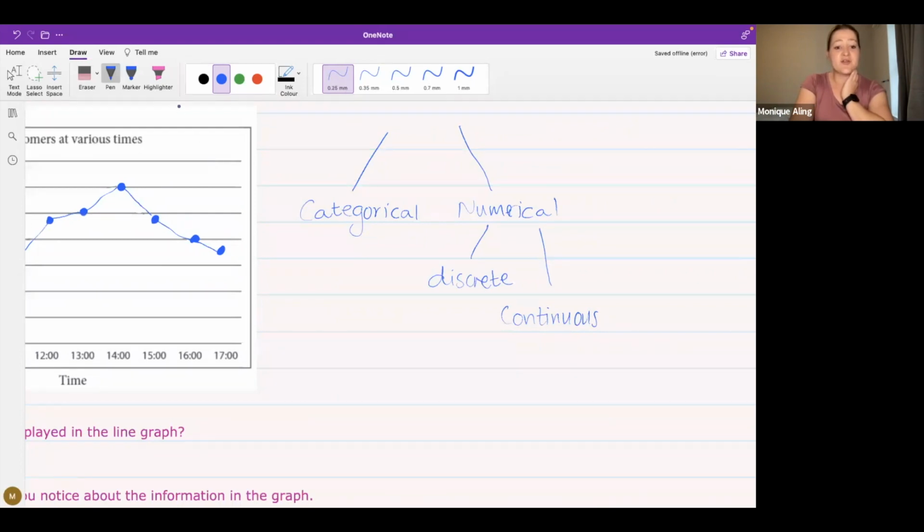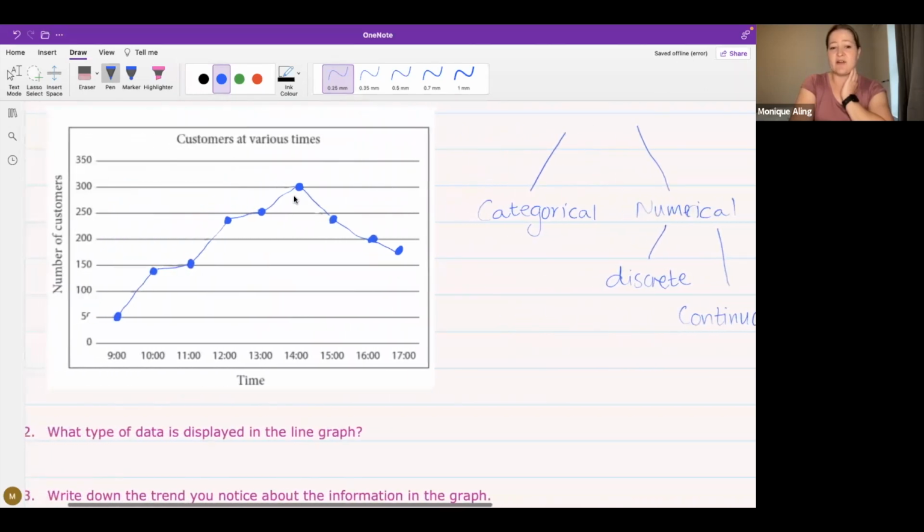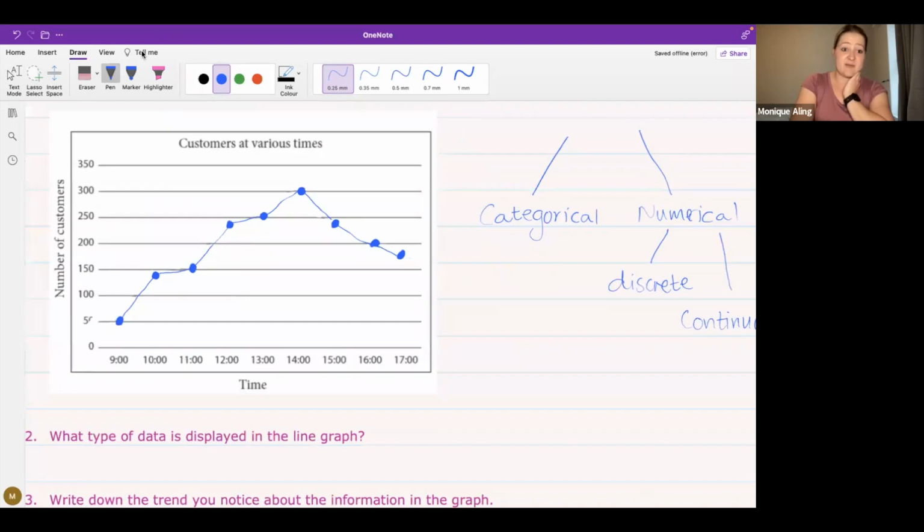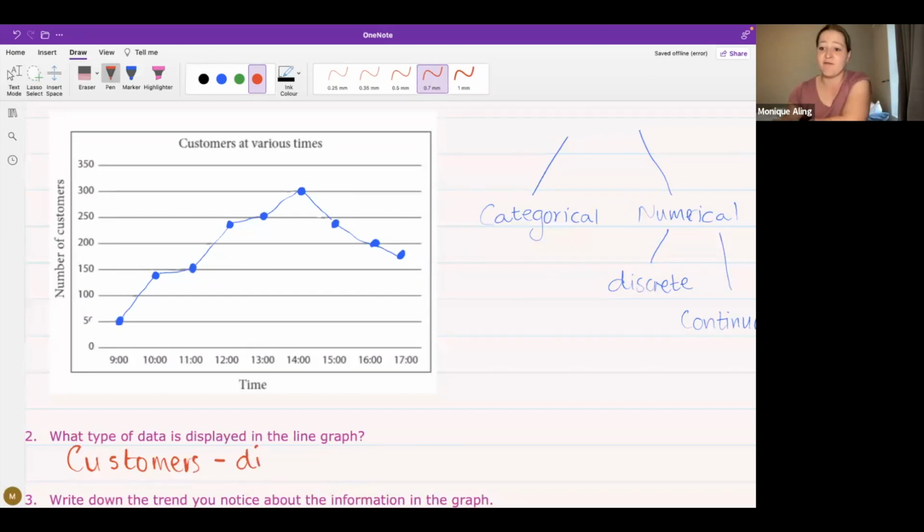Okay, so discrete is our counting numbers. It involves only whole numbers. So if we're specifically looking at number of customers, our customers must be discrete. So those are people. We cannot have 3.4 people. So it is a whole number. It's a counting number: 1, 2, 3, 4, 5 human beings.